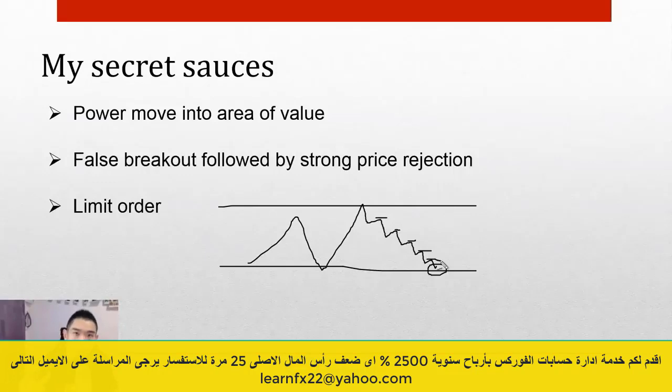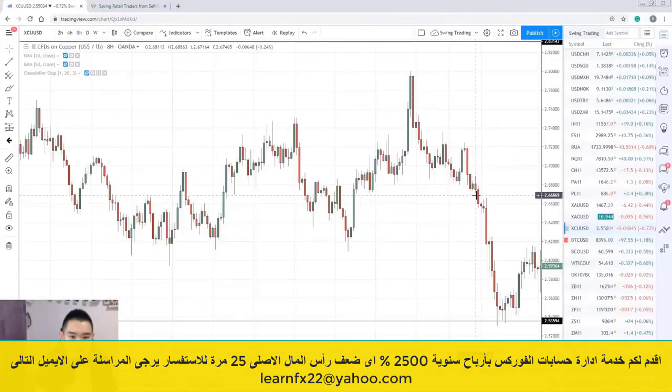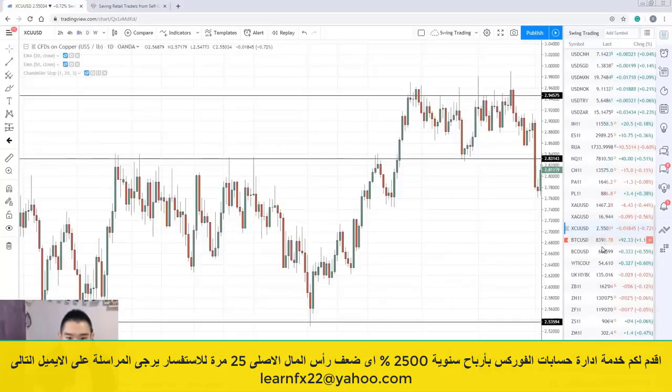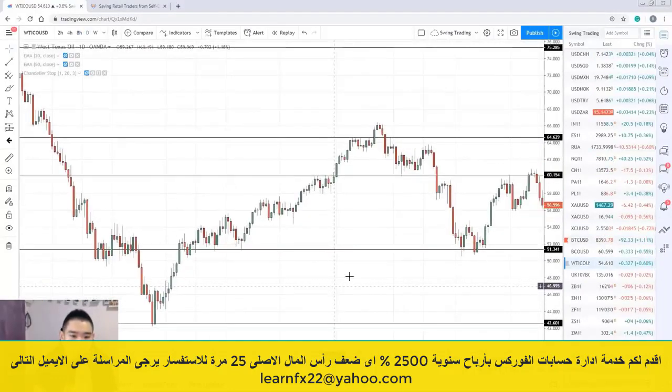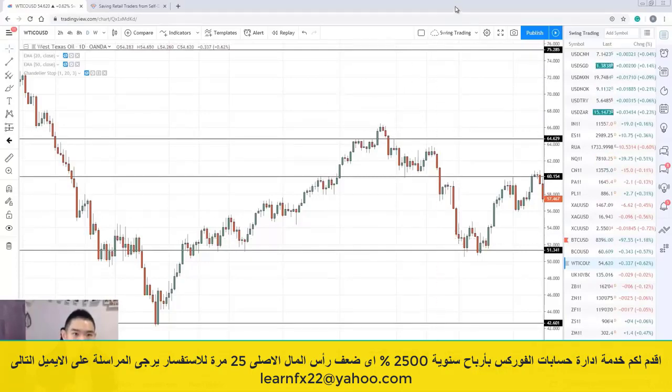I only look for a strong power move. So in case you do not know what a strong power move is, just a quick recap. Look at this, strong power move into a level. And let's see, we talk about the crude oil one as well. Again, strong power move into a level. Usually with the power move, the candles are just one colored candles, and the range of the candles, the body, is pretty large. So that's what I mean by a strong power move.